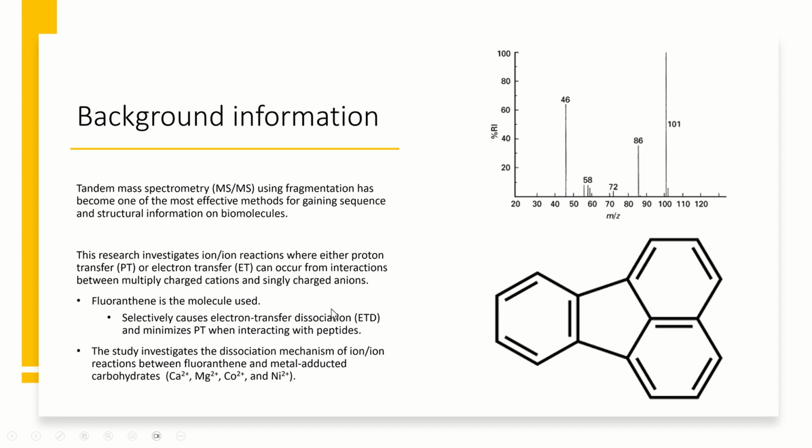The study investigates the dissociation mechanism of ion-ion reactions between fluoroethane and metal adducted carbohydrates. The four metal ions discussed in this research are calcium, magnesium, cobalt, and nickel, all in the +2 oxidation state.